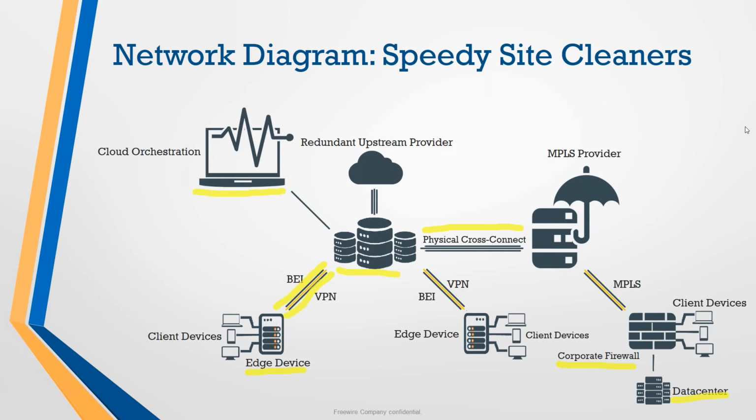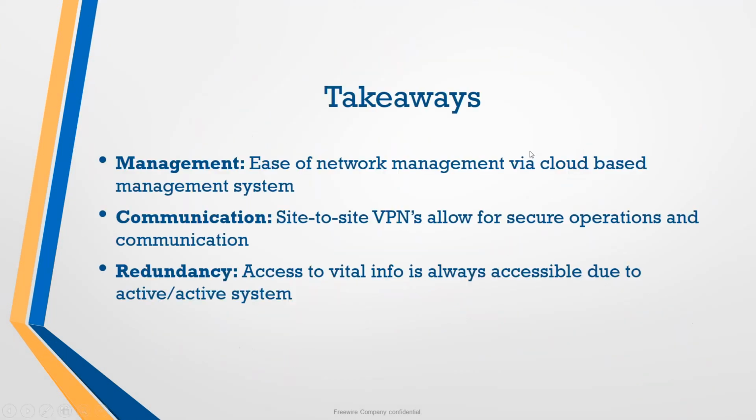Perfect. So that's what a network diagram looks like for some of these service industries. So what we're going to do now is take a look at the takeaways for this. One, management. Anytime we've got changing locations, management is going to be particularly important when it comes to choosing a solution. And because everything is housed in the orchestrator, which is in the cloud, anybody who has access to it can access it from any device that has access to the internet.